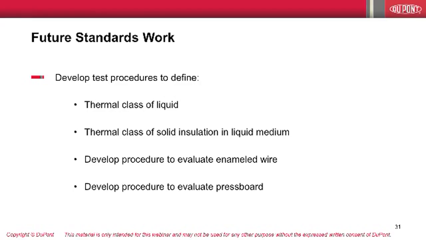Evaluation procedures are still needed to determine the thermal class of a liquid and the thermal class of a specific insulation material. There is still some confusion in the C57-100 document. Since the dual temperature test only tests the conductor insulation, is it a system test or a material test? Is the sealed tube test really a system test as described in C57-100, or is it really a material test? Additional clarification is needed. Test procedures are also needed for enameled wire and for press board.